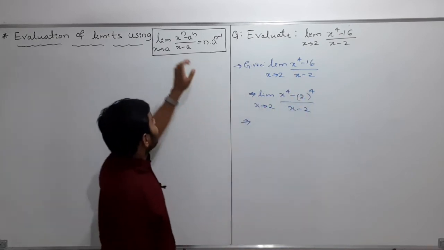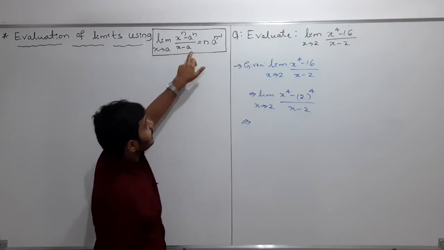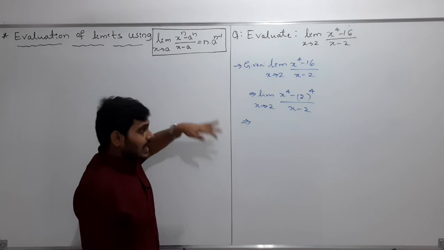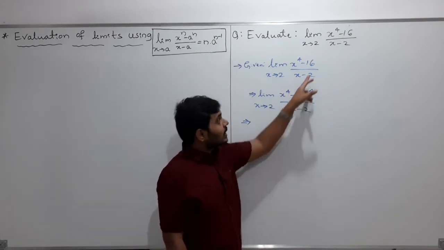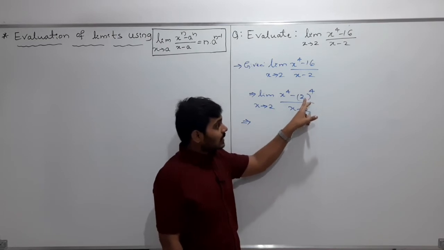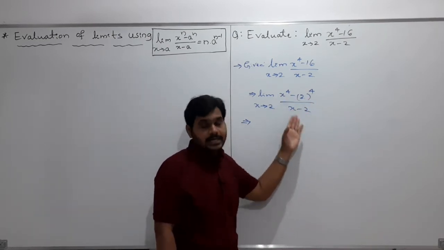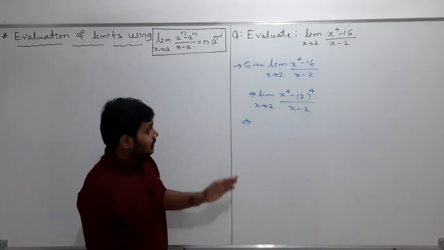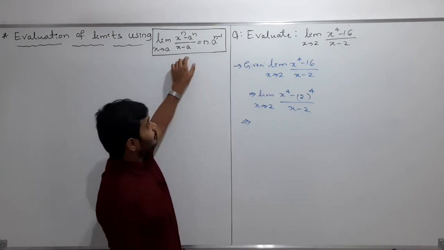I mean here x to the power n minus a to the power n whole divided by x minus a, and here it is a. Both should be the same. Therefore here also I should get x. Here 16 is there, 2 to the power 4. Here also 2 is there, here also 2 is there. To make the numerator and denominator values the same, I am making them the same, to apply this result. Clear?